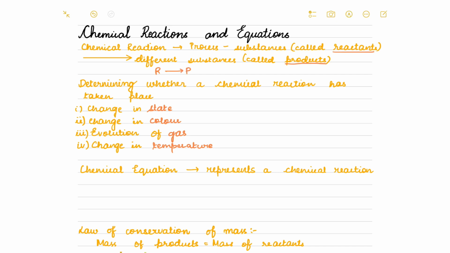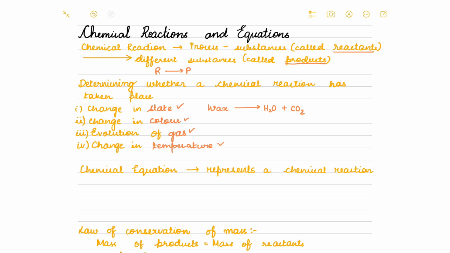Now let us discuss how can we determine that a chemical reaction has taken place. The four observations on the screen help us in determining whether a chemical reaction has taken place or not. These are the change in state, change in color, evolution of gas, and change in temperature. Now whenever wax is heated, it gets converted into water vapor and carbon dioxide. As we see, there is a change in state from solid to gas in this case. So, a chemical reaction takes place.